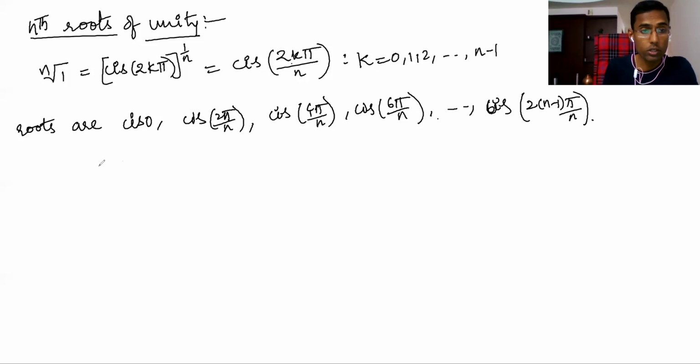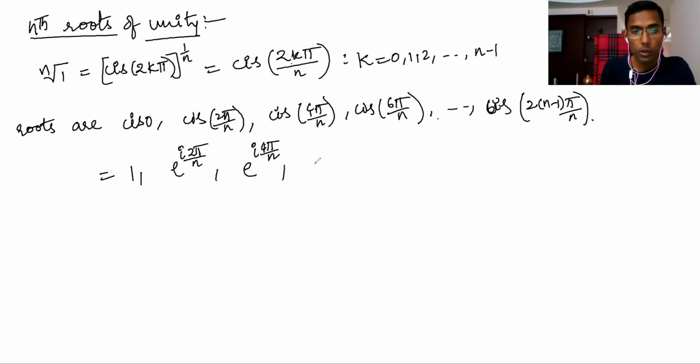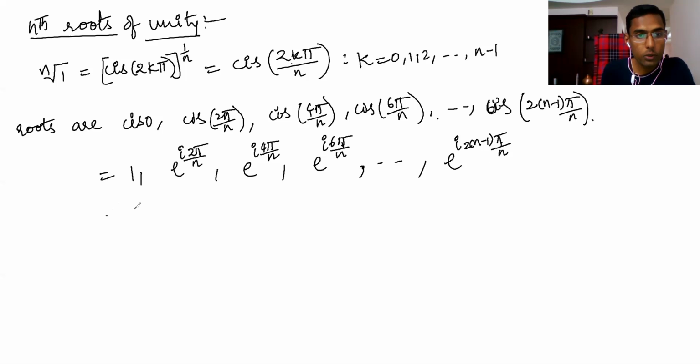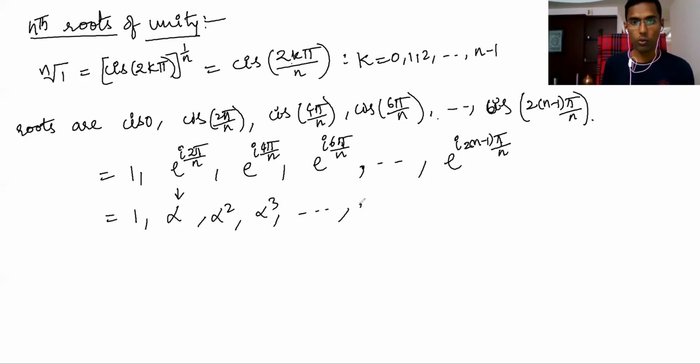But this can be written in Euler's form. This is 1, e to the power of i 2π/n, and e to the power of i 4π/n, e to the power of i 6π/n, like this, and so on up to e to the power of i 2(n minus 1)π/n. Let's take this first root as alpha. I told you yesterday, this is going to be alpha square, alpha cube, and so on up to alpha power n minus 1.